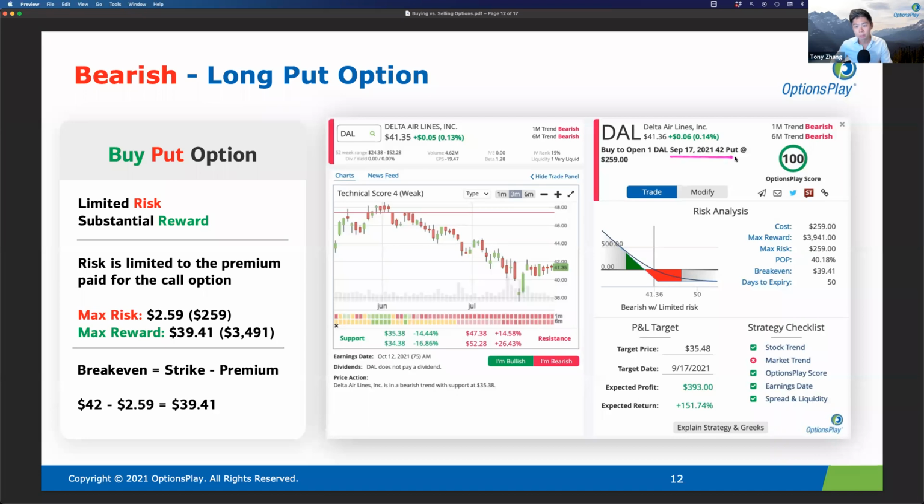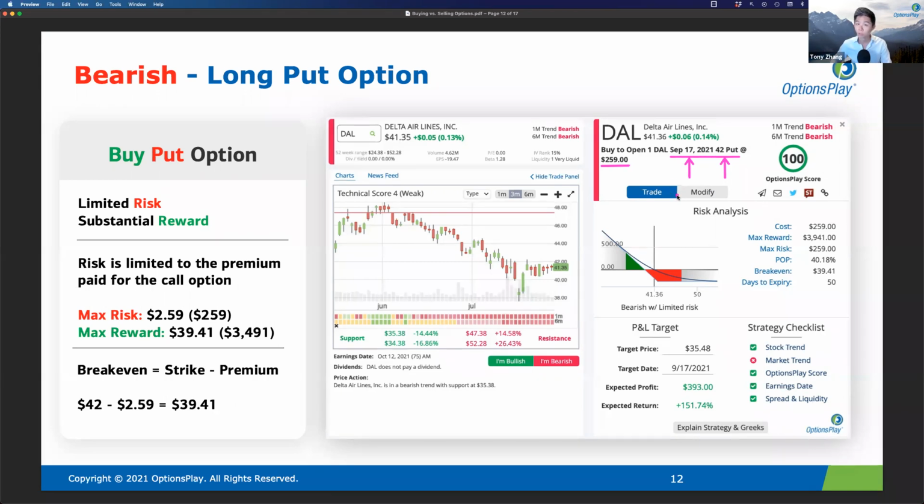So this is a September 17th, $42 put. What that means is that as a put buyer, you have the right to sell the stock at $42 sometime on or before September 17th. And as the buyer, you have to pay to get into this contract. You have to pay to have the option to sell the stock at $42. In this particular case, you paid $2.59 or $259 per contract.